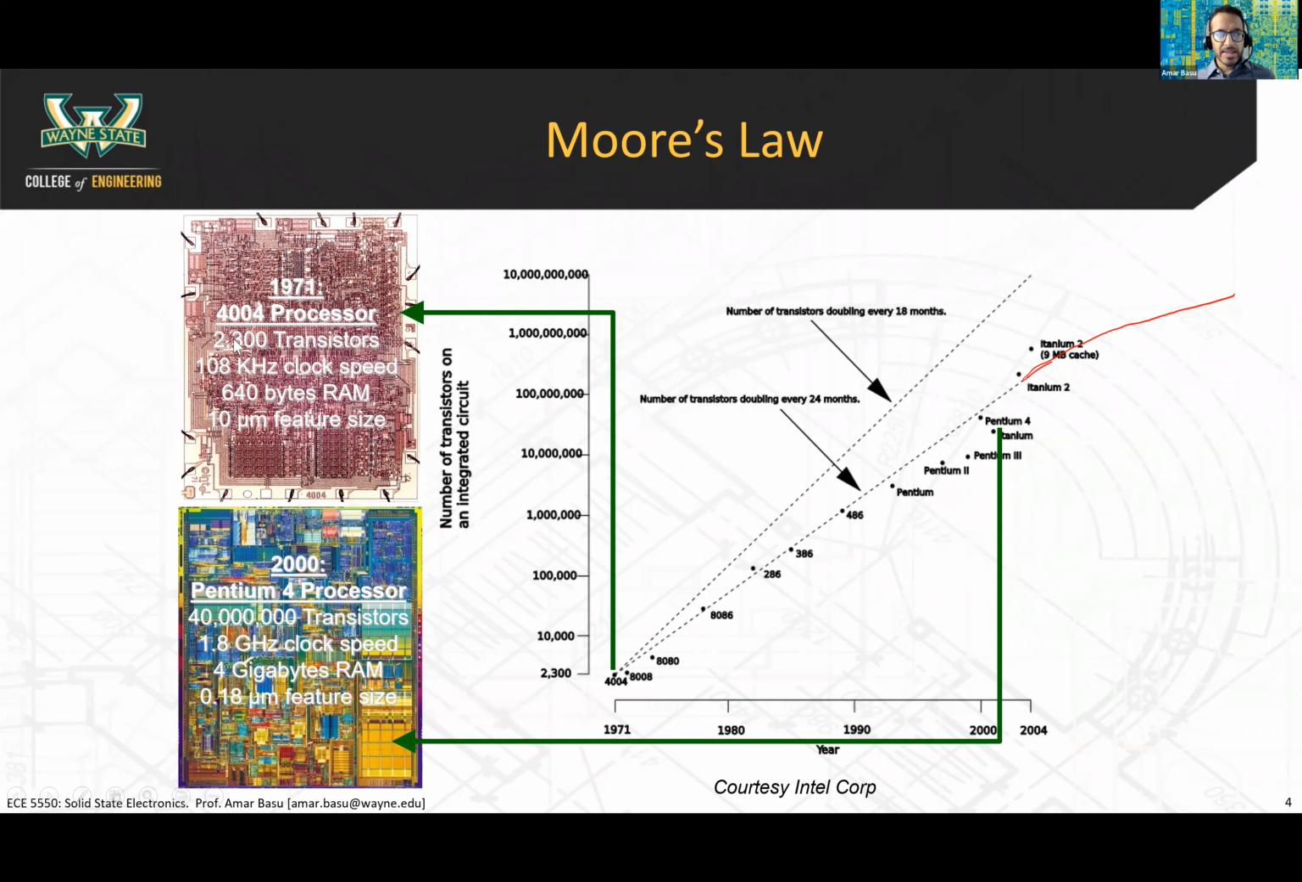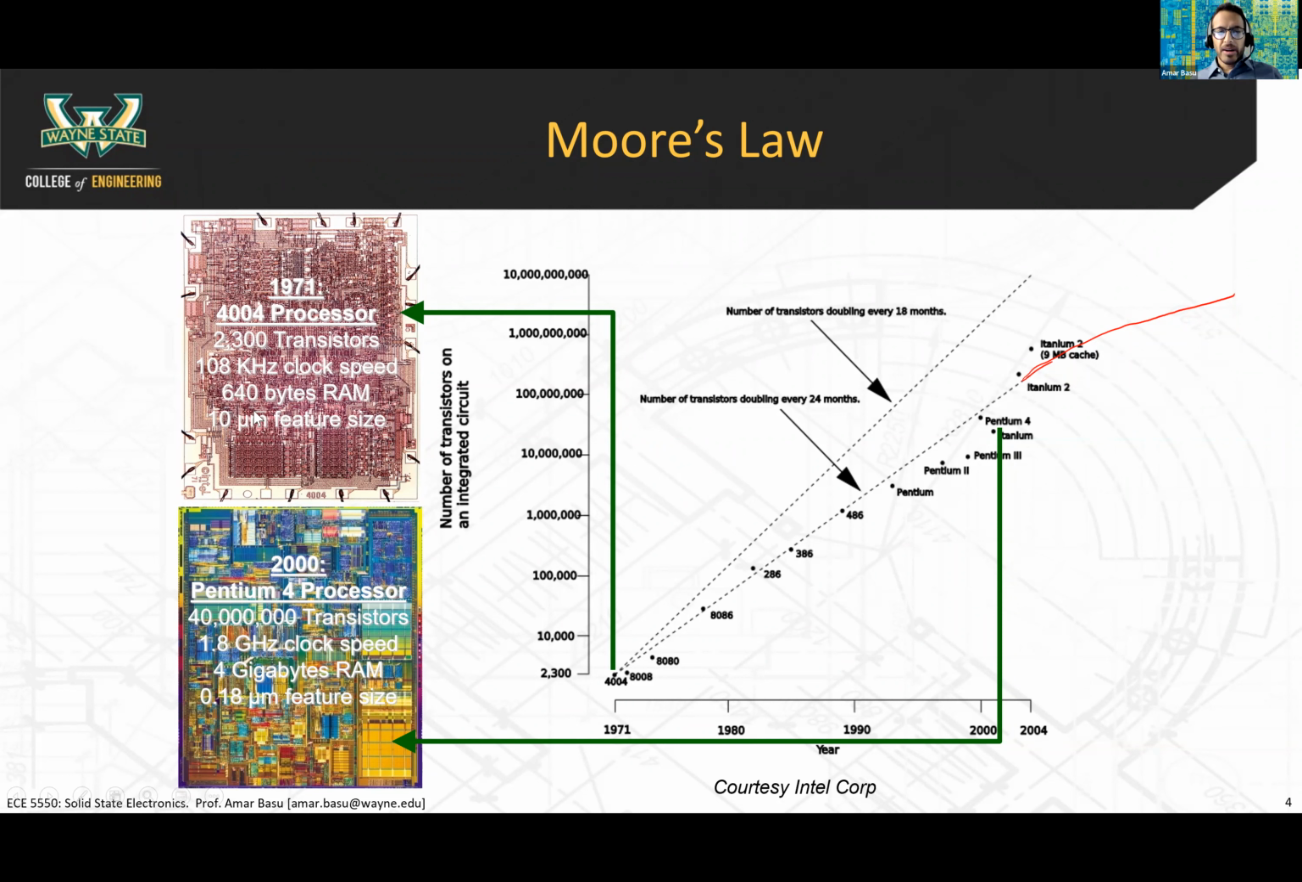Back in the 1970s, there were 2,300 transistors on a chip operating at 108 kilohertz clock speed. And that was when the transistors were 10 microns in size. Remember, the diameter of a human hair is 100 microns. So this is 1/10 of that. That was back in the 1970s, and the transistors were still pretty darn small.